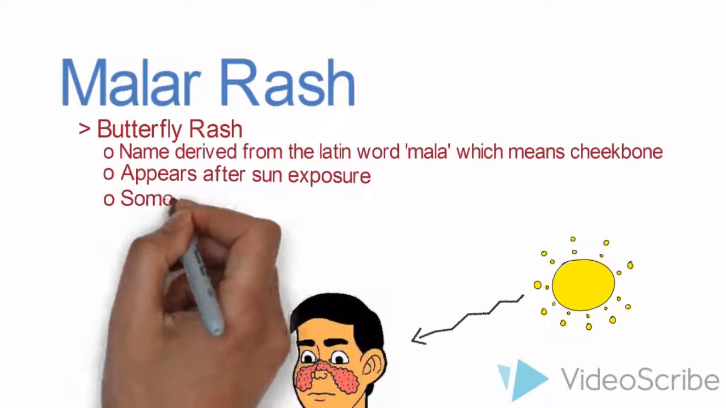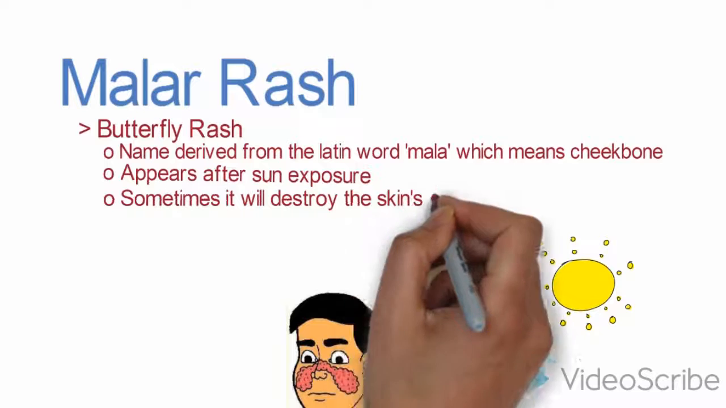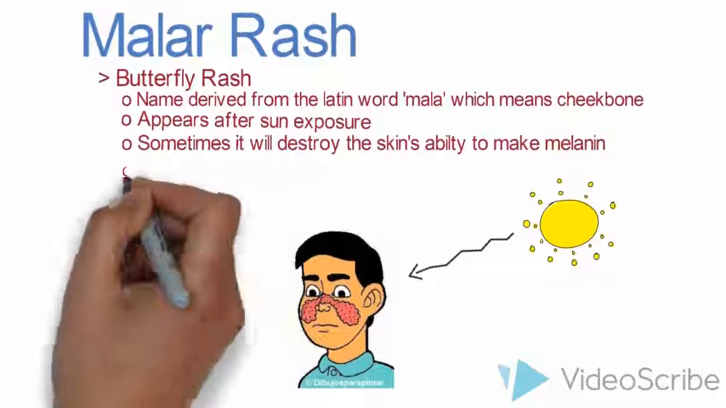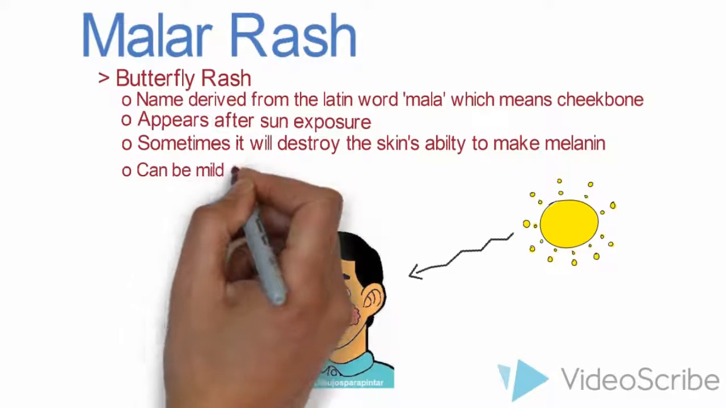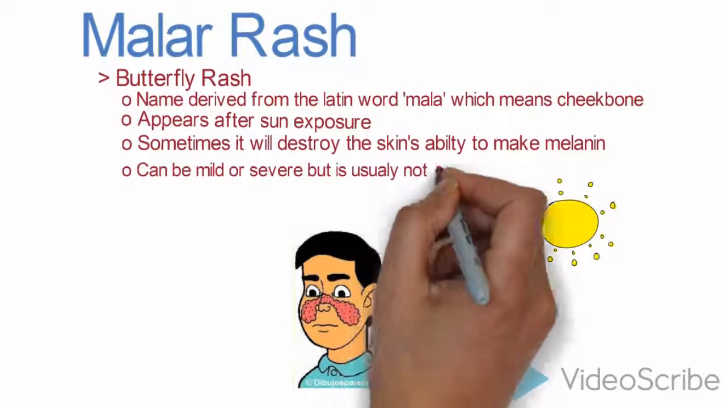And basically, malar rash sometimes will destroy the skin's ability to make melanin. That's why most people who have the rash have skin that is a different color at the bridge of their nose. It can be mild or severe, but it's usually not painful.